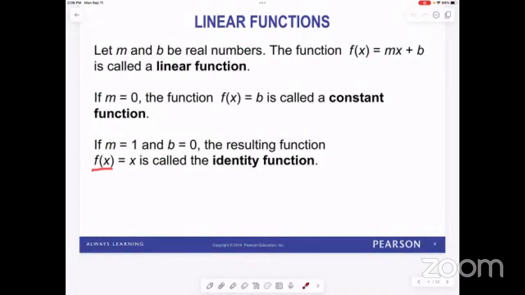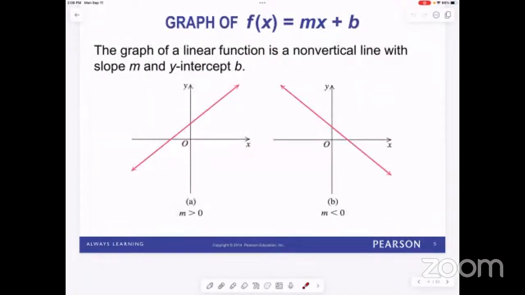Okay. So then the graph of a linear function is a non-vertical line with slope m and y-intercept b. Notice that with this first graph, as we trace it left to right, the image goes up. So that line we say has a positive slope because when we trace it left to right, it goes up.